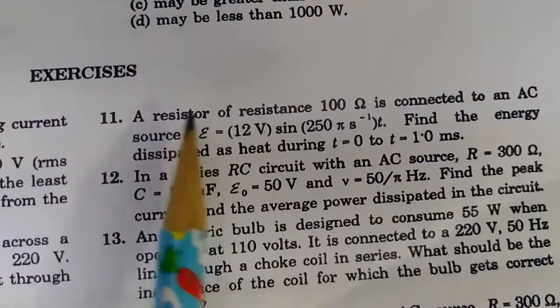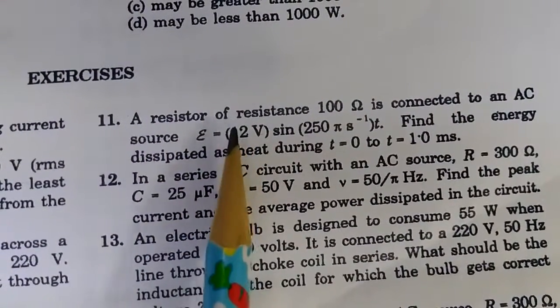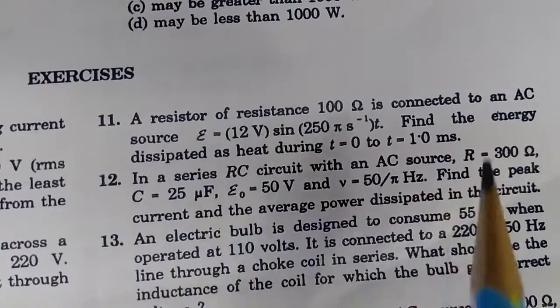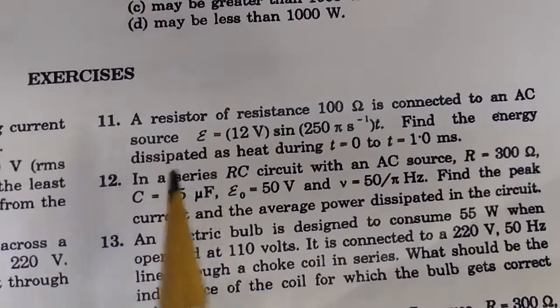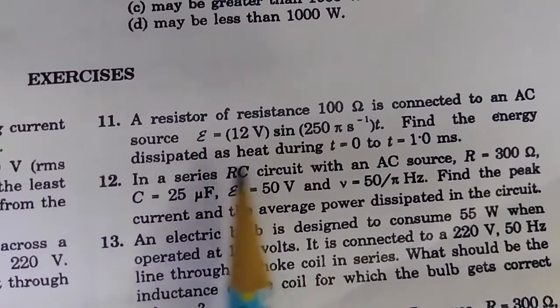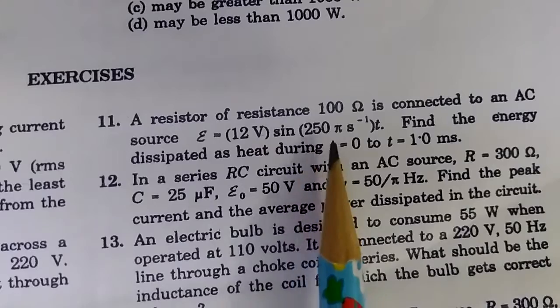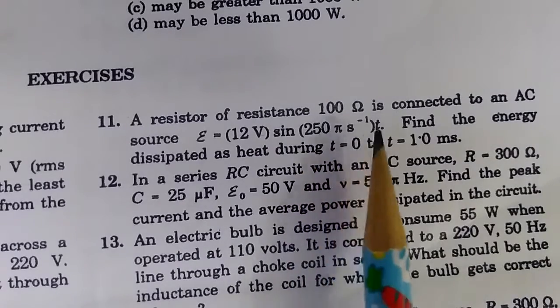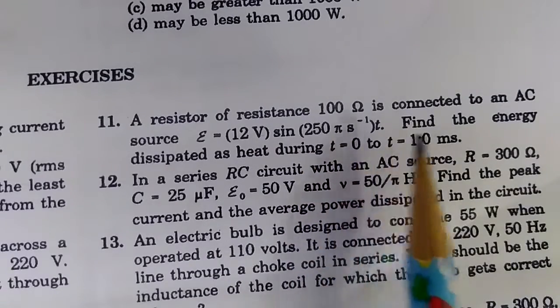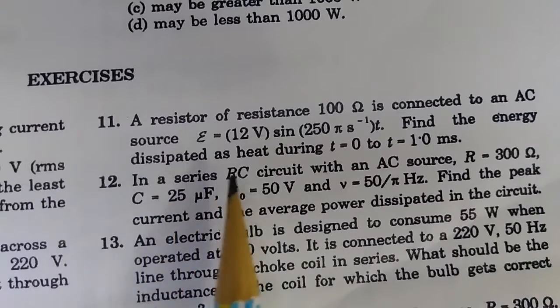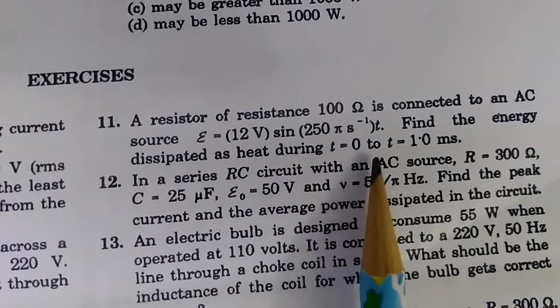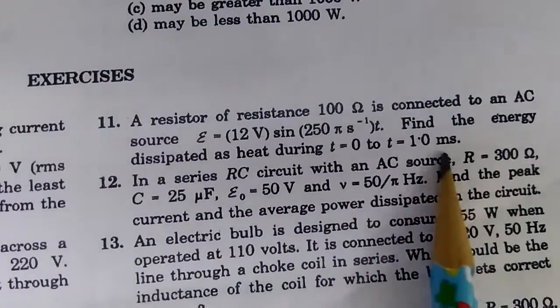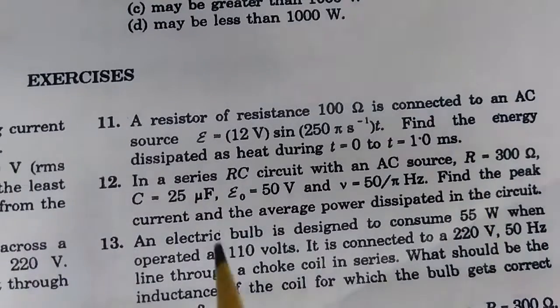Question number 11, we are given a resistor of resistance 100 ohm connected to an AC source with E equal to 12 volt sine 250 pi per second into T. Find the energy dissipated as heat during time T equal to 0 to T equal to 1.0 millisecond.